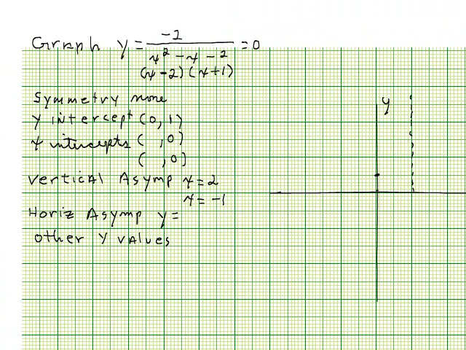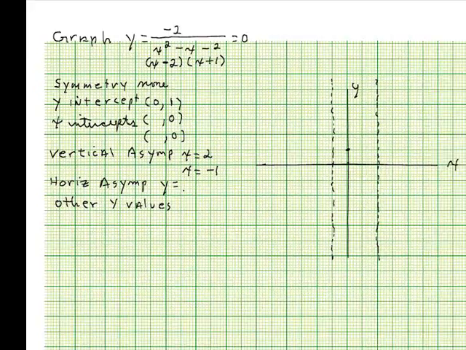So I'm going to put those in. One vertical asymptote at 2, one vertical asymptote at -1. So if you can recall the order to go through this, it's pretty easy to put these together. How about a horizontal asymptote?